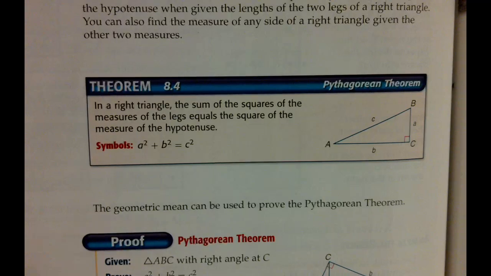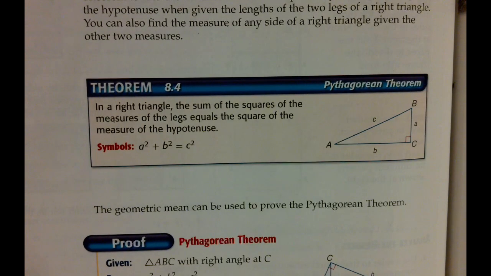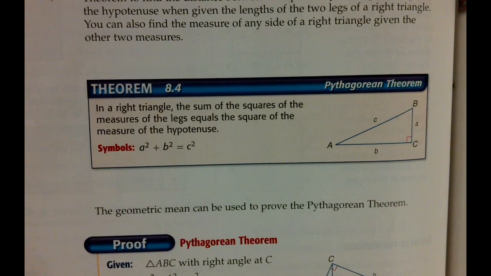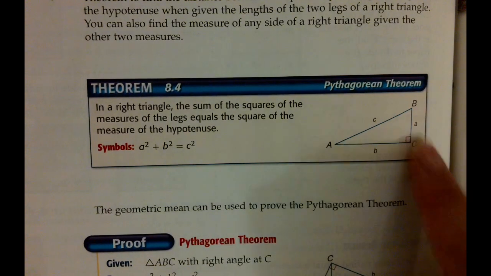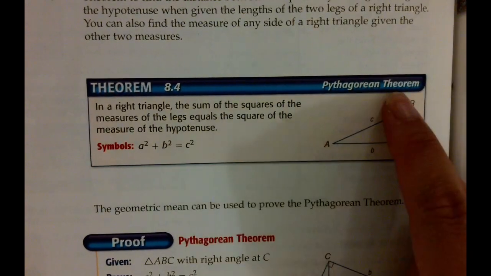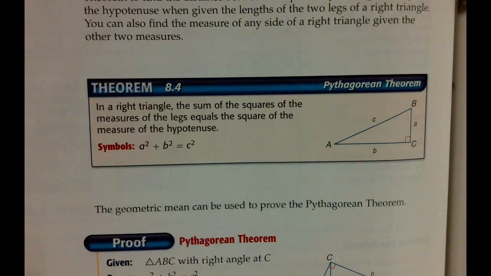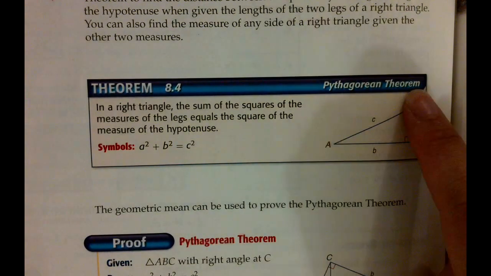Pythagorean theorem: in a right triangle, the sum of the squares of the measures of the legs equals the square of the measure of the hypotenuse. In other words, a squared plus b squared equals c squared. Which leg is A and which leg is B does not matter. However, C has to be the hypotenuse.